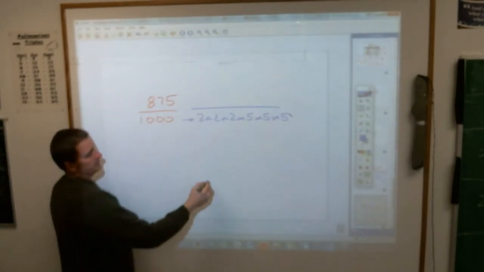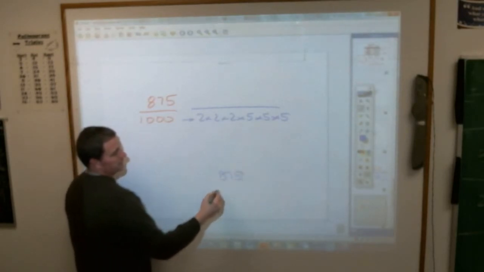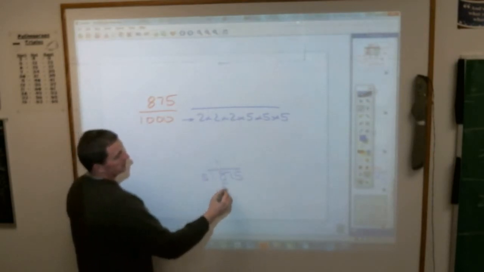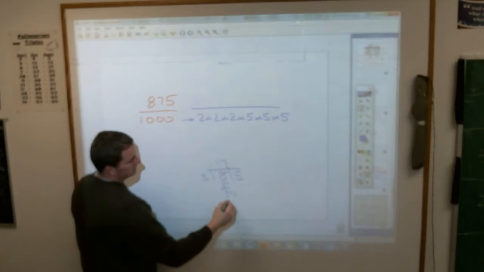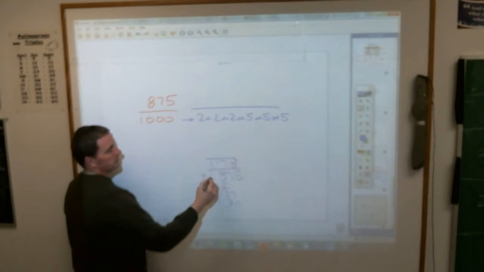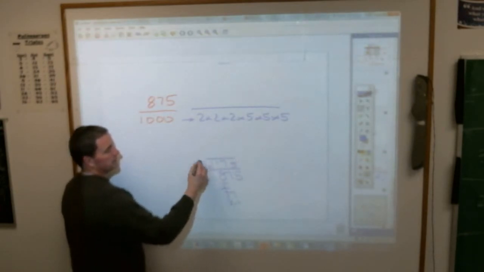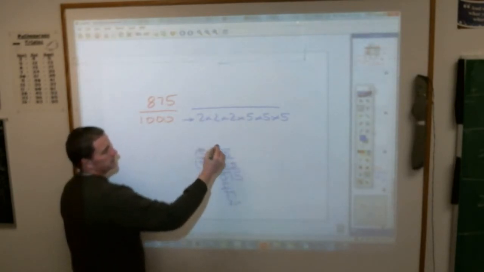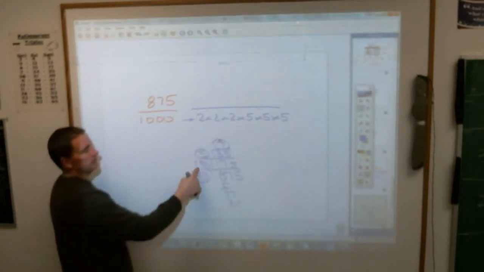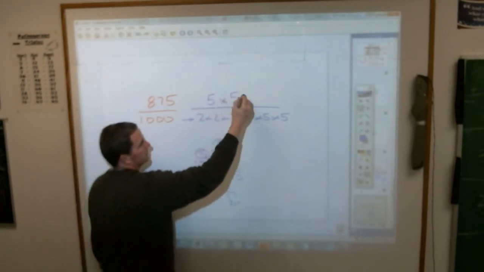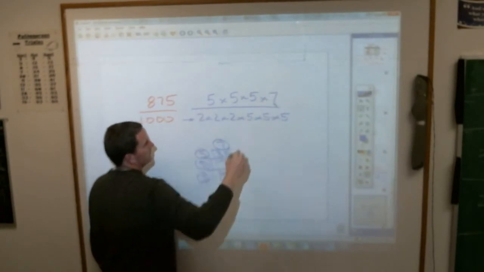875, I'm going to have to sit down and do that. Again, if it's this thing, I probably would do division by primes. 875 divided by 5 is 175. What goes into 175? Another 5, which is 35. What goes into 35? Another 5, which is 7. Anything go into 7? Nope. So I can stop. These are my prime factors of 875. 5 times 5 times 5 times 7.